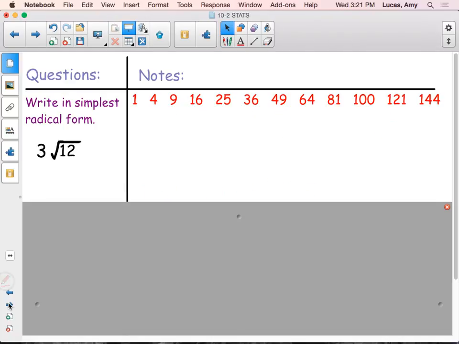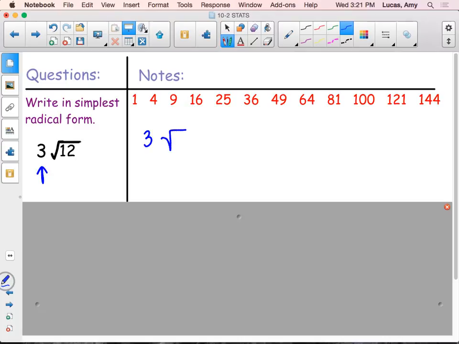Now our next one has a 3 in front of the square root of 12 already. So that means 3 times the square root of 12. I am going to simplify the square root of 12 and break it down into the square root of 4 times the square root of 3. The square root of 4 is 2, so I would get 2 times the square root of 3. The 3 that was out in front has to get multiplied by that new 2, so my final answer is 6 times the square root of 3.